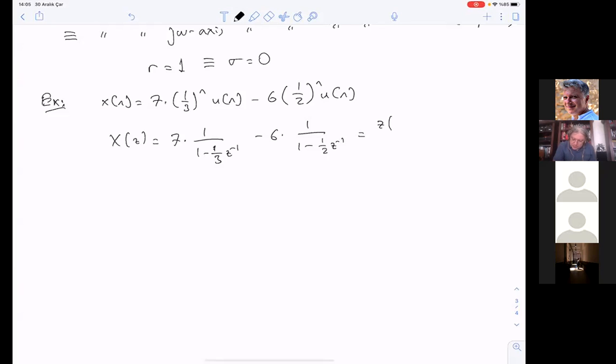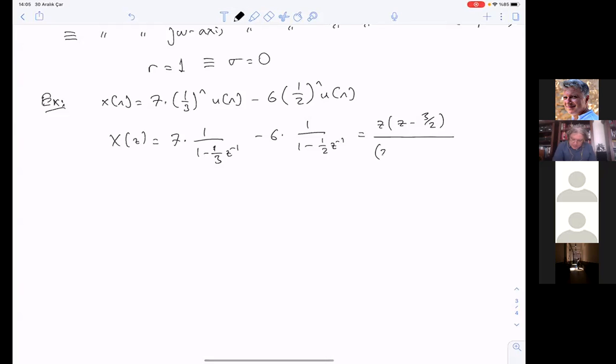And the simplified form is in the form of Z in the numerator as well, which will help me to see the zeros too. So in the simplified form, this is the numerator part, z times z minus 3 over 2, which means there are two zeros. One of them is z is equal to 0. The other one is z is equal to 3 over 2. So those two are the zeros.